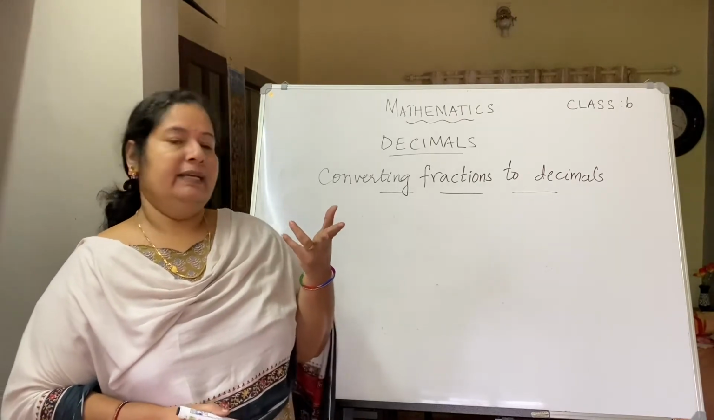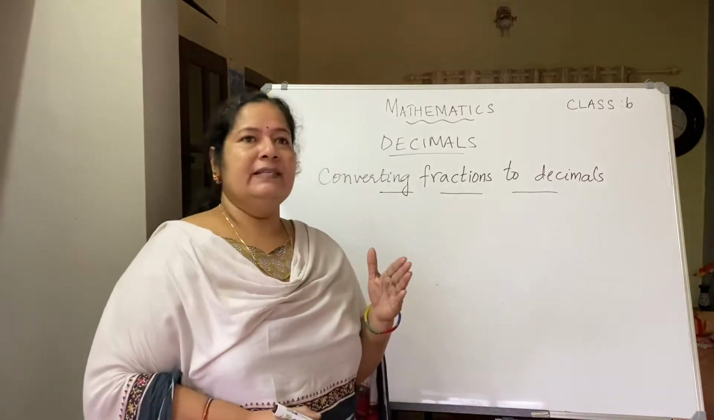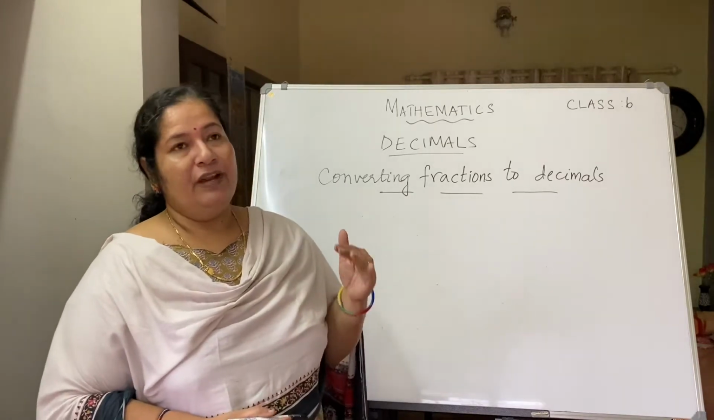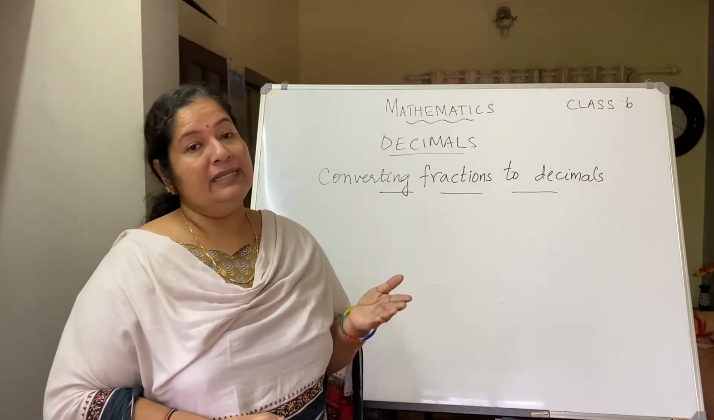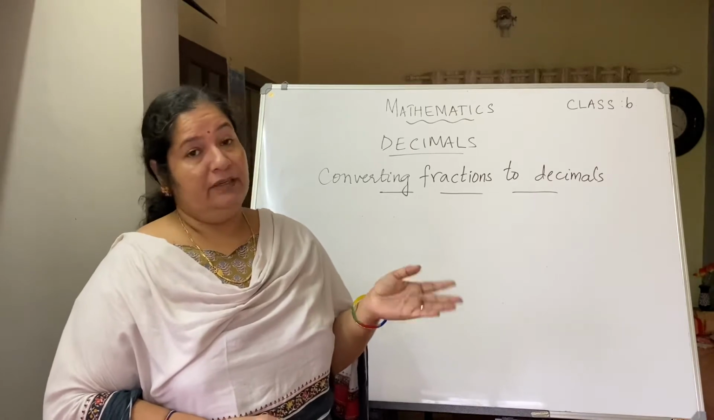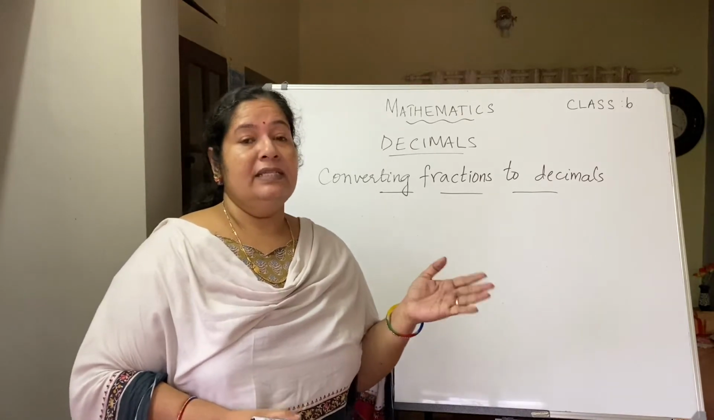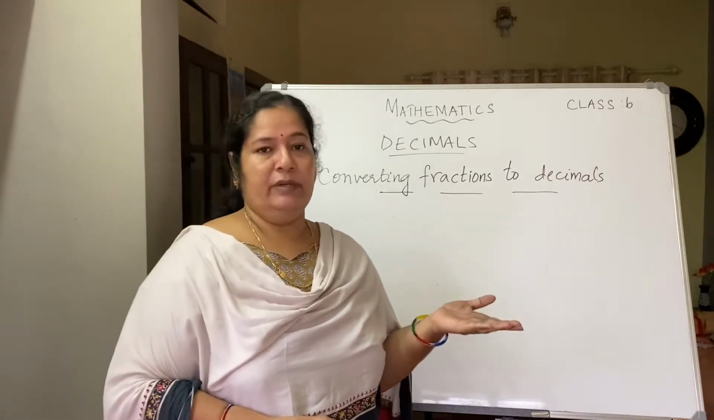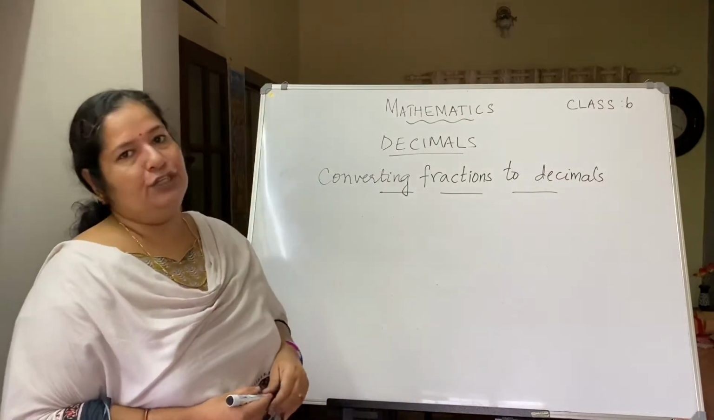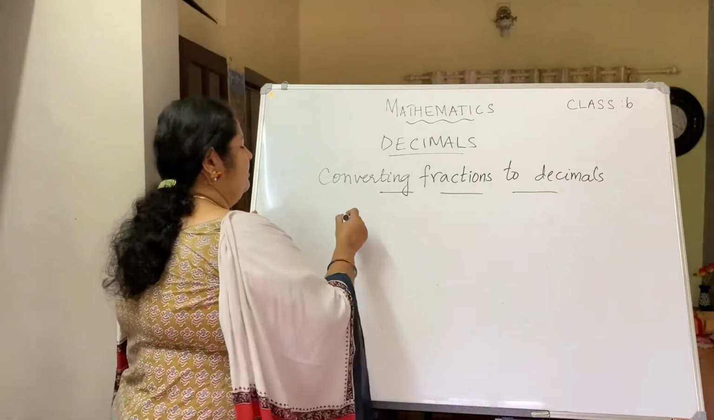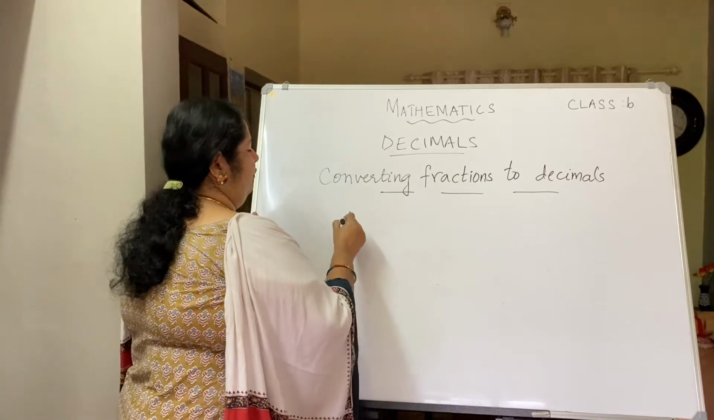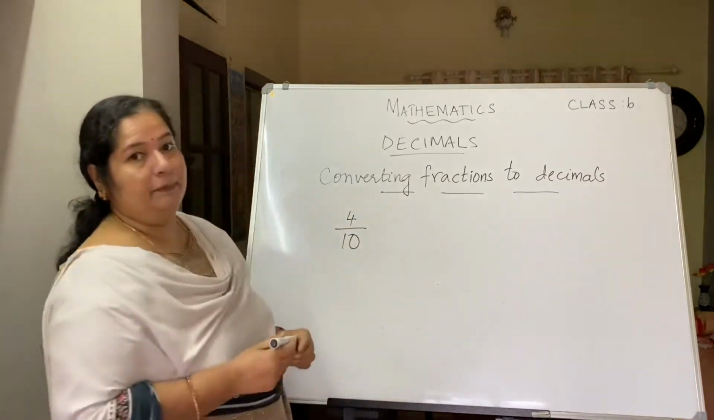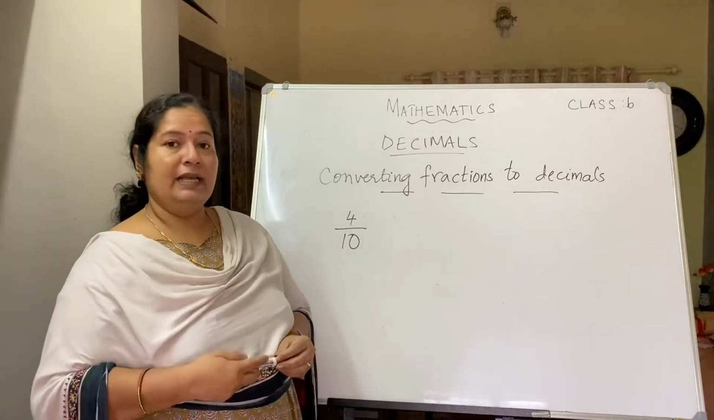There are 2 cases here. One case is in which the fraction has a denominator like 10, 100, 1000. If the denominator is 10, 100, 1000 or 10,000 or whatever it is, how do we convert that fraction to a decimal? So suppose it is 4 by 10. How to convert this to a decimal?